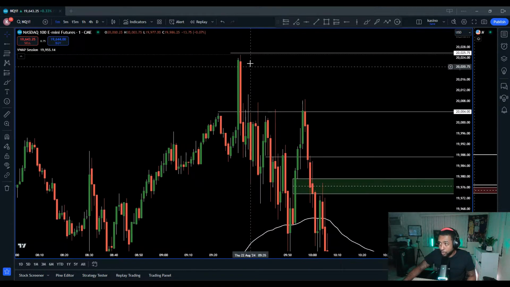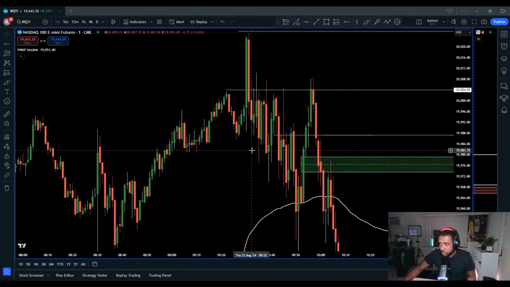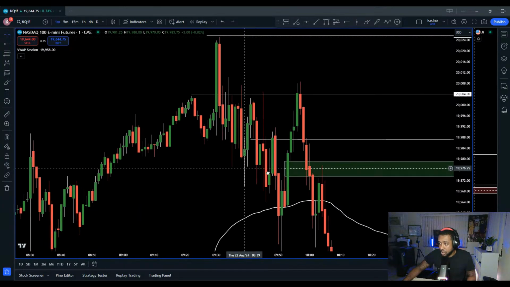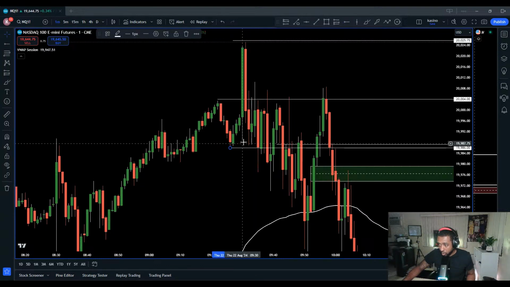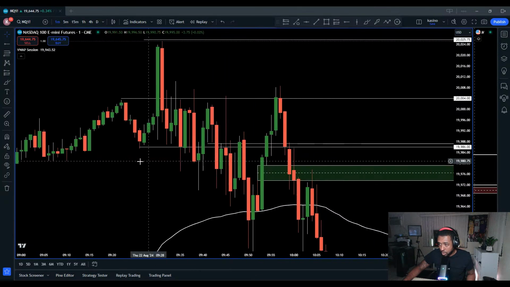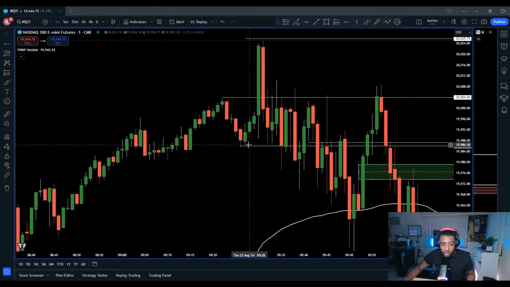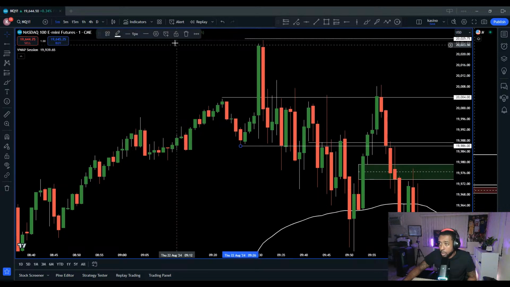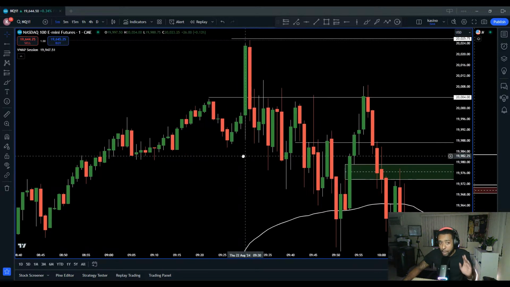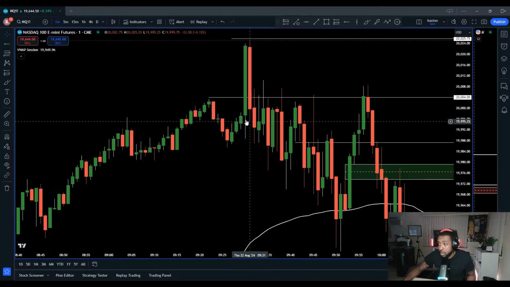Then it dropped. Once it dropped, I wanted to see if it actually took this low right here. But originally, it didn't take the low. It came here and went back up. So I said, cool, I'm looking for the fair value gap. One thing I've been looking for is the first fair value gap that gets formed.